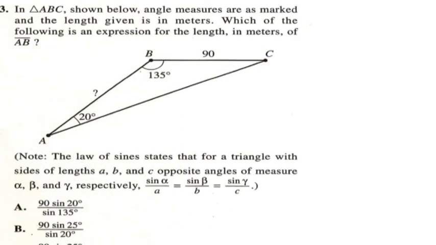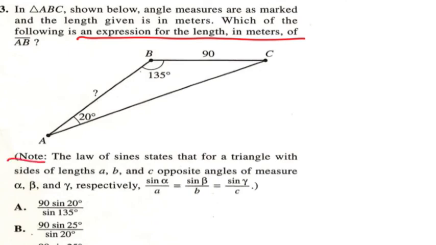Now we get to some of the hard triangle problems. This one is going to be a law of sines. So let's take a look and walk through this. It says, in triangle ABC shown below, the angle measures are as marked and the lengths of the sides are given in meters. Which of the following is an expression for the length in meters of AB? So they're not going to calculate a number in this case, but they want this expression.